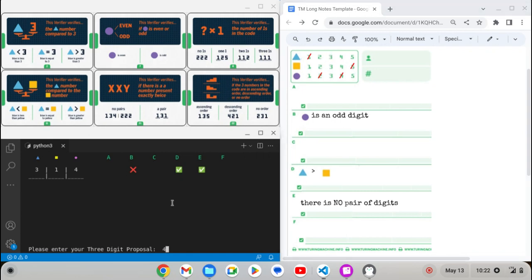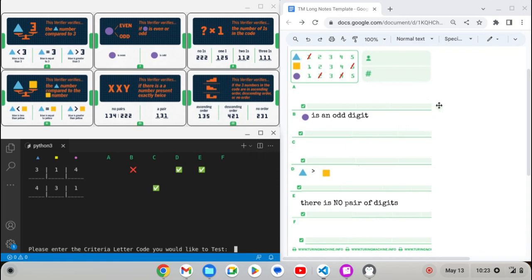Let's just do 4, 3, 4, 3, 1. I'm gonna do 4, 3, 1. Okay. All right. So let me test. Let me test how many 1s there are. I do have a 1 in there, so let me see C. Okay, so there is a 1.